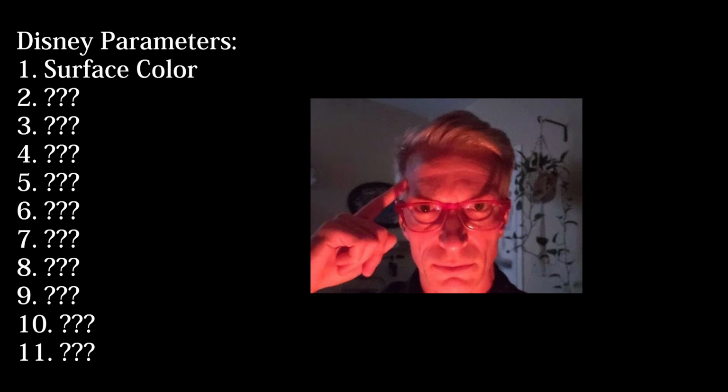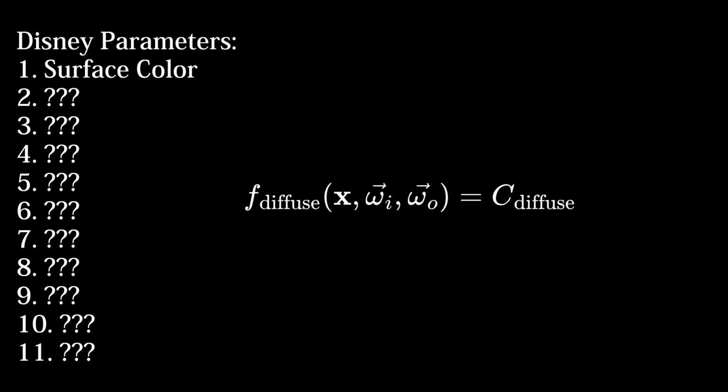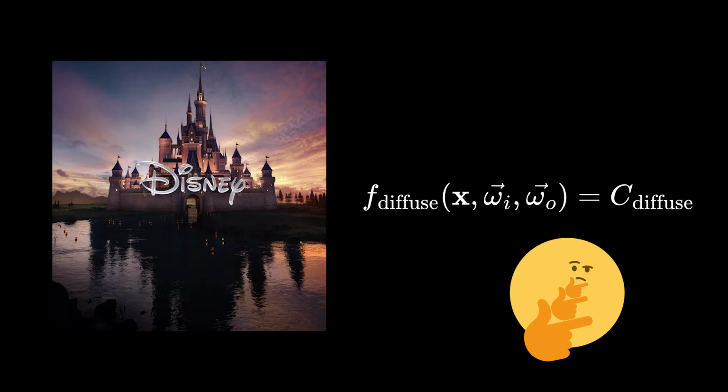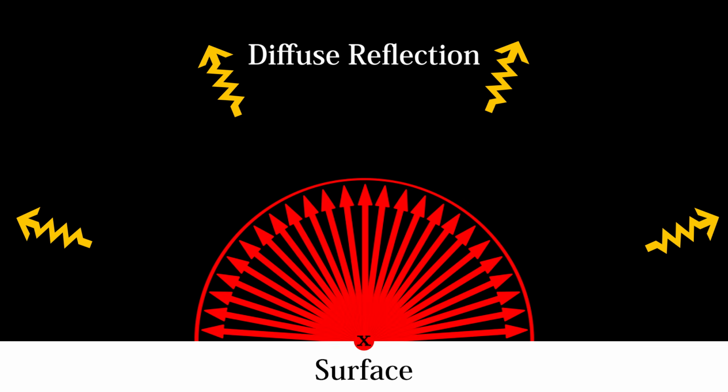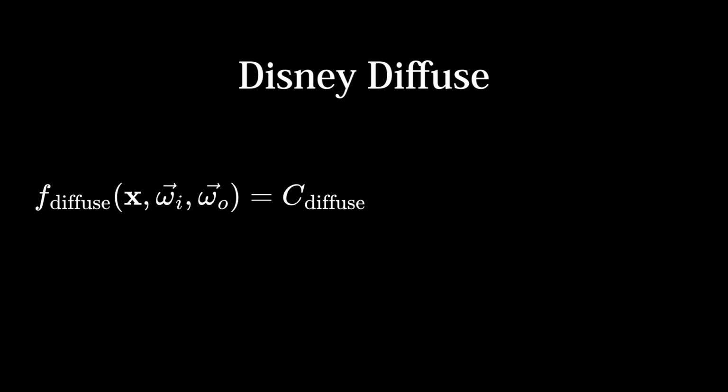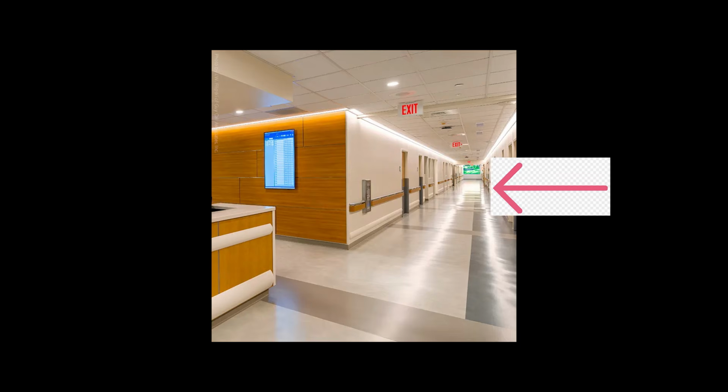The first parameter is the color of the surface. If you remember from earlier, this is part of the diffuse lobe, but does Disney also use the Lambertian BRDF? No, they use a different model for diffuse reflections invented by Burley, known as the Burley diffuse or the Disney diffuse. The Disney diffuse is an extension of the Lambertian model that takes into account Fresnel reflectance, which is dependent on the second parameter of the Disney BRDF, surface roughness.